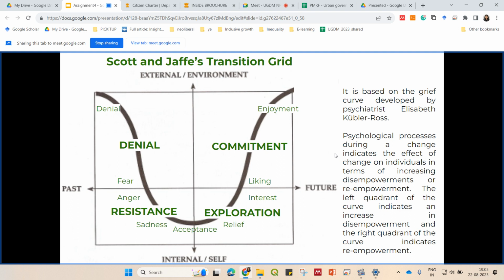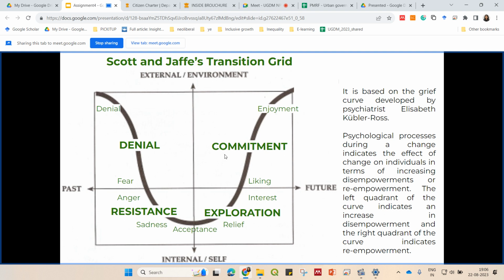Similarly, based on her work, Scott and Jeff, two researchers, developed this transition grid to analyze how any organization goes through change or some sort of reform, what kind of stages you can expect with that reform process, and how to better anticipate what changes might come at an individual's level, what kind of psychological processes they might undergo, and how, as a manager of that organization or reform, or as a member of an organization or an urban government body, you can navigate that process.